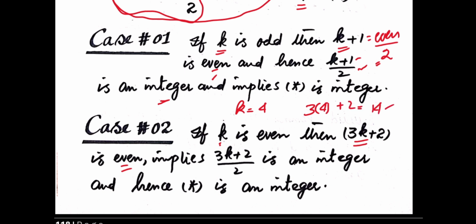This is an even integer. So in this case, when k is even, this number 3k plus 2 is an even integer. So by definition of even integer, it should be divisible by 2. So now (3k plus 2) over 2 is an integer. Hence, finally, star is an integer.